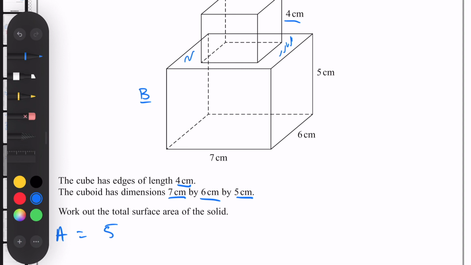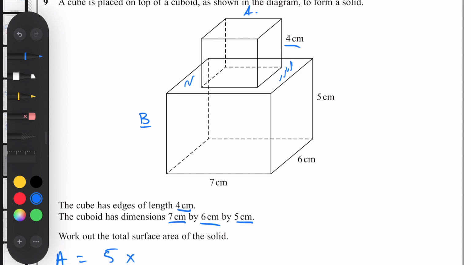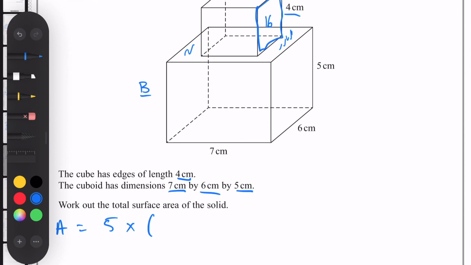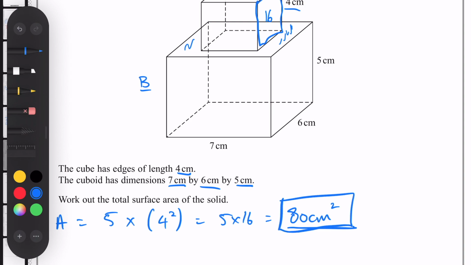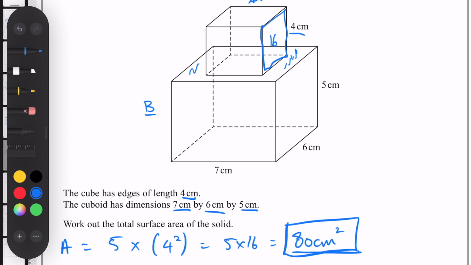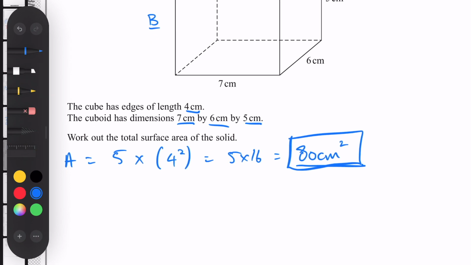So we're going to do 5 lots of, and then each face is going to be 4 times 4. And then that will give you 16. So it would be 5 times 4 squared, which is 5 times 16 for 80 centimetres squared. 80 centimetres squared. We'll box it off so we don't forget to add it on the end, and then we can stick with B now.